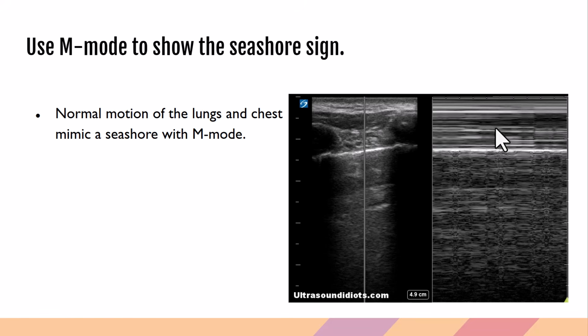We see the sea out here as moving lines that also represent the muscles of the chest moving with breathing. And then we see the pleural line, which is the shore, and then we see more of that lung tissue moving back and forth as the patient breathes. So this is showing quite a bit of side-to-side movement of the lung tissue, which is normal.